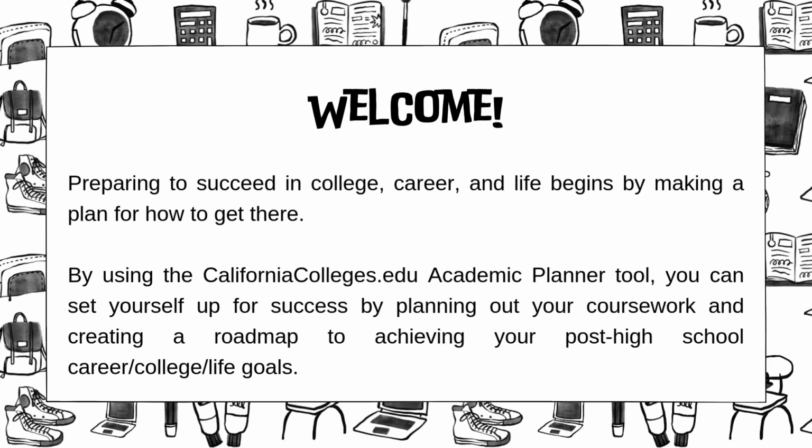Why are you inputting your academic plan into CaliforniaColleges.edu? Preparing to succeed in college, career, and life begins by making a plan for how to get there. By using the CaliforniaColleges.edu Academic Planner tool, you can set yourself up for success by planning out your coursework and creating a roadmap to achieving your post-high school career, college, and life goals. Every spring, you will update your academic planner so you can keep on top of your academic progress and post-high school goals.